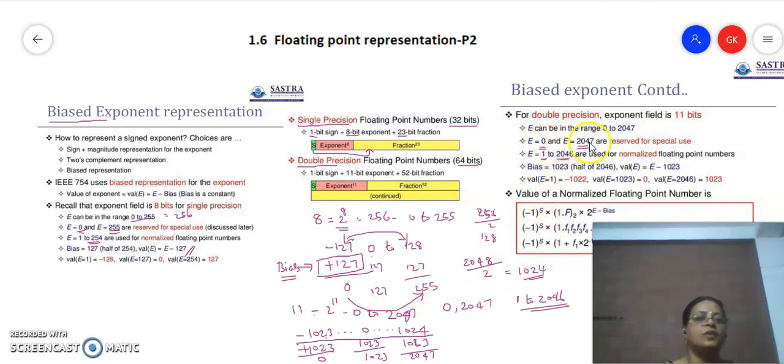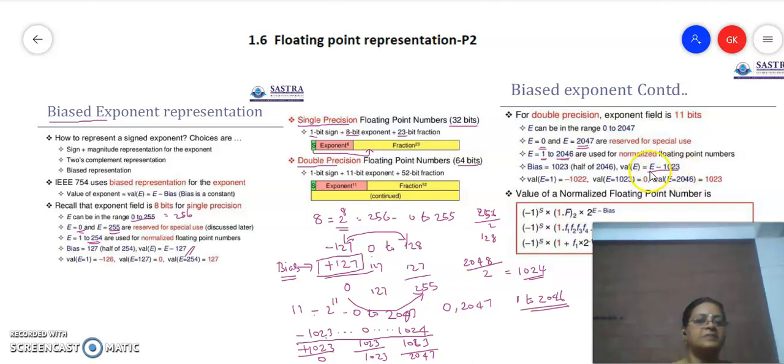So the new range of E will become 0 to 2047, out of which the first value and the last value will not be used. They are reserved for special purposes, and this bias will be added. Since we add the bias value when we store the exponent, while doing the calculation we have to subtract the bias. Only then will I get the actual value.